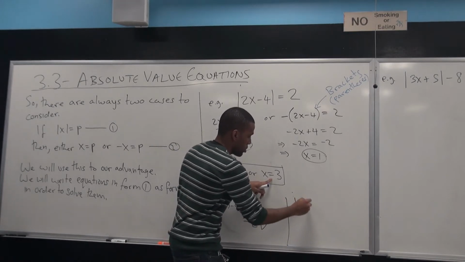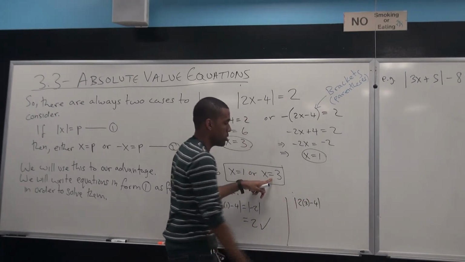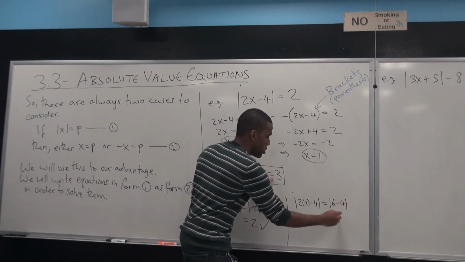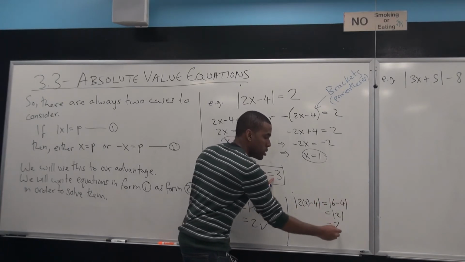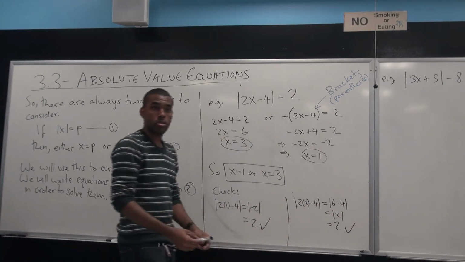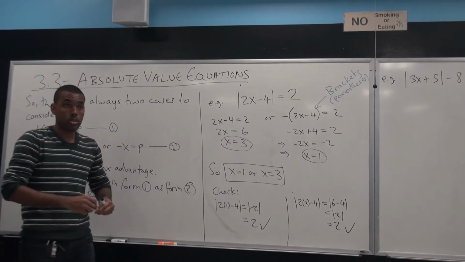This is 2 times 3 minus 4 in absolute values. That is just 6 minus 4 in absolute values. That is just 2 in absolute values, but the absolute value of 2 is just 2. And that also works. Right? So both of these are solutions.